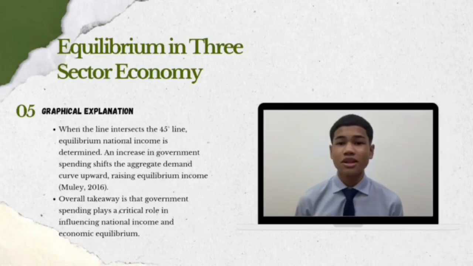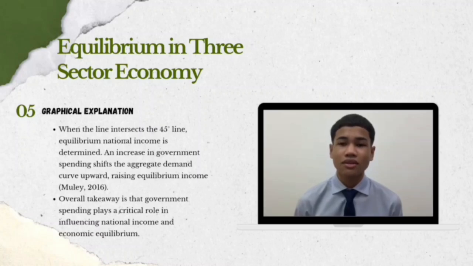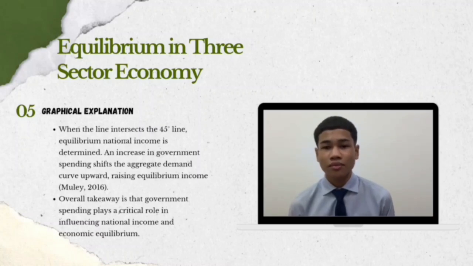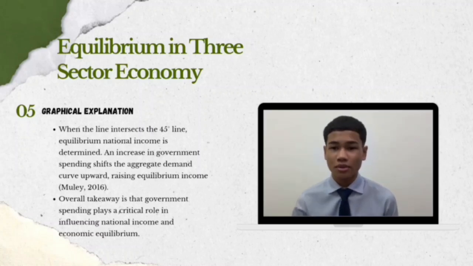I also will explain graphical equilibrium in a three-sector economy. When the AE line intersects the 45-degree line, equilibrium national income is determined. An increase in government spending shifts the aggregate demand curve upward, raising equilibrium income. Overall, the takeaway is that government spending plays a critical role in influencing national income and economic equilibrium.